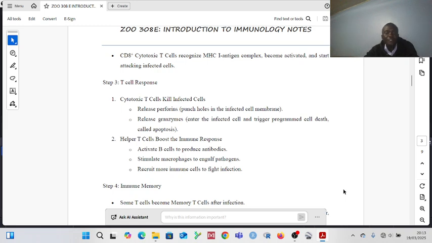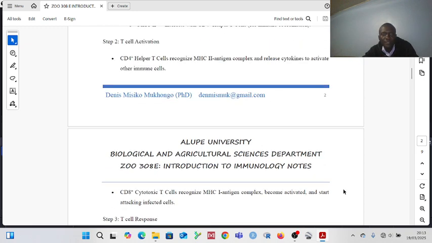So let's have a go again at that activation bit. The CD4 helper T cells are recognizing a complex between MHC class 2 and the antigen. Once they have recognized that complex, then they will release cytokines to go and activate other immune cells. But the CD8 cytotoxic T cells will recognize a complex between MHC class 1 and the antigen.